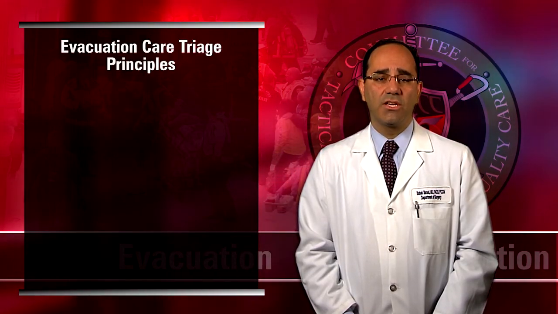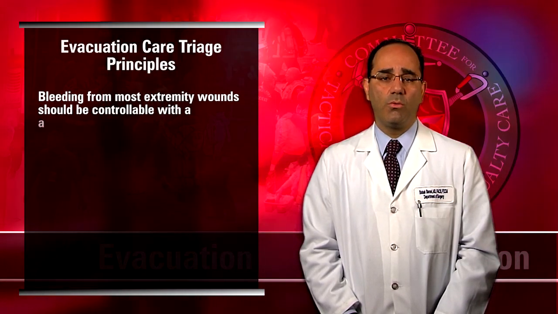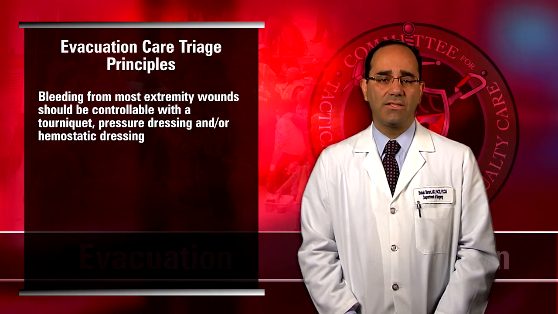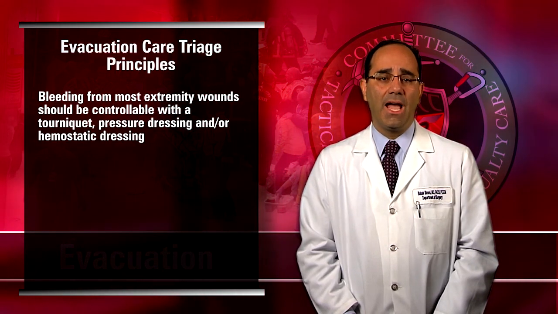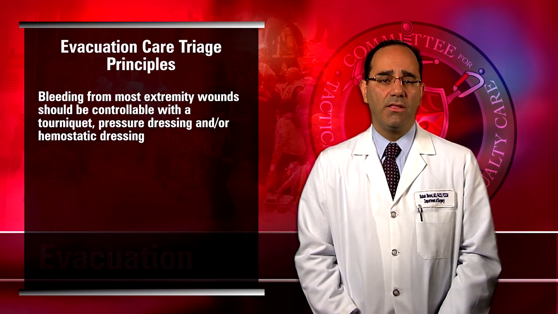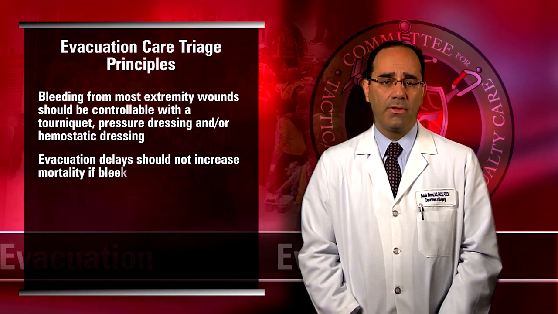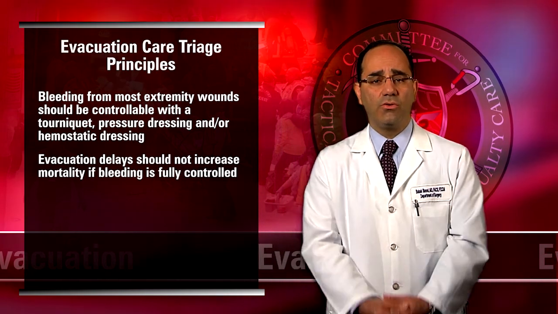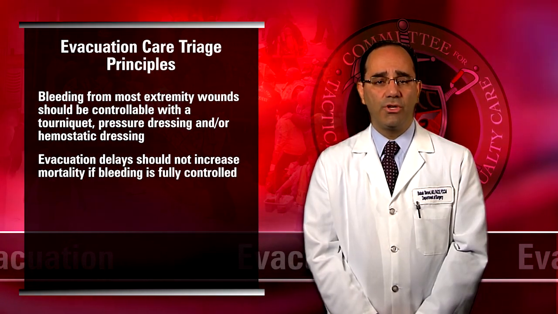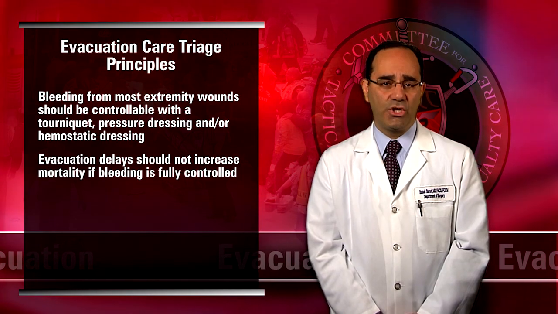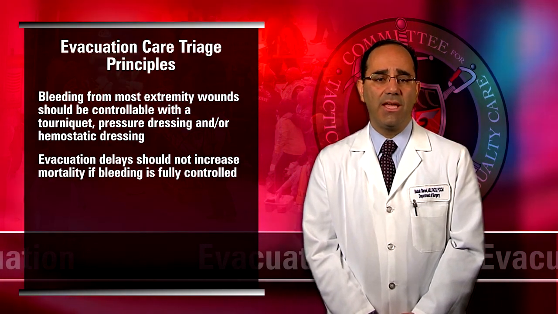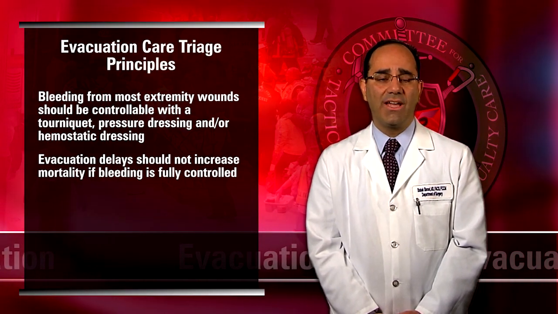Bleeding from most extremity wounds should be controllable with a tourniquet or a hemostatic dressing and pressure bandage. At this point in the continuum of care, there should be complete hemostatic control from external bleeding. As long as external bleeding is controlled, there is no internal hemorrhage, and the patient is not in hemorrhagic shock, there is little risk in making these patients a lower evacuation priority.